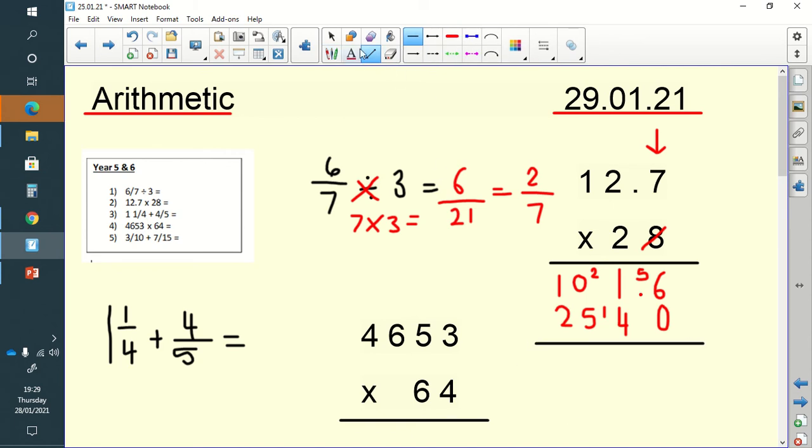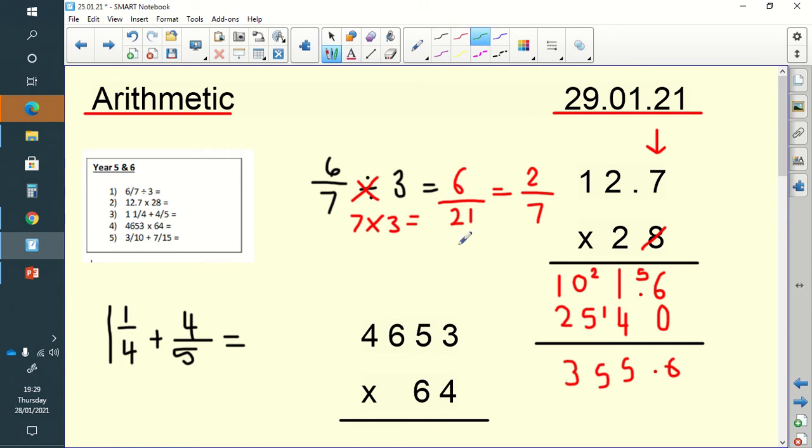So 6 and 0 is 6. 1 decimal point. See, I nearly forgot it. I said earlier I forget it, don't I? 1 add 4 is 5. 0 and 5 is 5. And 1 and 2 is 3. 355.6.